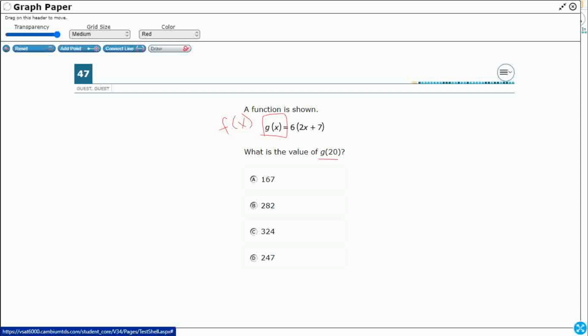Okay? So let's see what happens if we were to, let's just say x equals 20, right? So if we wanted this whole function right here, g of x equals 6 times the quantity 2x plus 7. And then we were to say, okay, what happens if x equals 20? All right, well, we know how to do that, right? Because that's really all that's doing. And so let's just substitute in 20. So 6 times the quantity 2 times 20 plus 7.